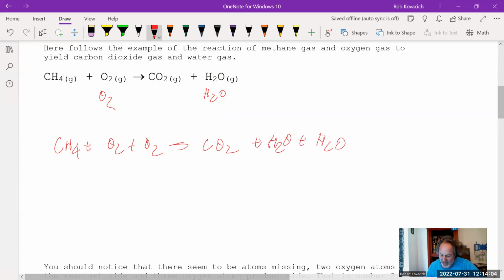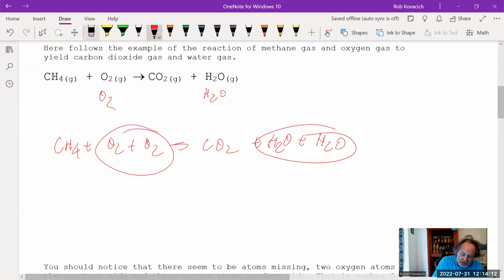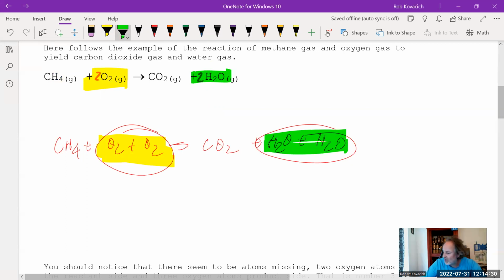But I mean, it's not that bad here, but what happens if I have 5 waters? I don't want to keep writing that, or 25 waters. I don't want to write it like that. So what we do is we combine these like terms. So we end up removing the other one, and I'm just going to put a 2 here. So this means 2 separate oxygens. And this means 2 separate water molecules. It's just I've condensed it. Okay.